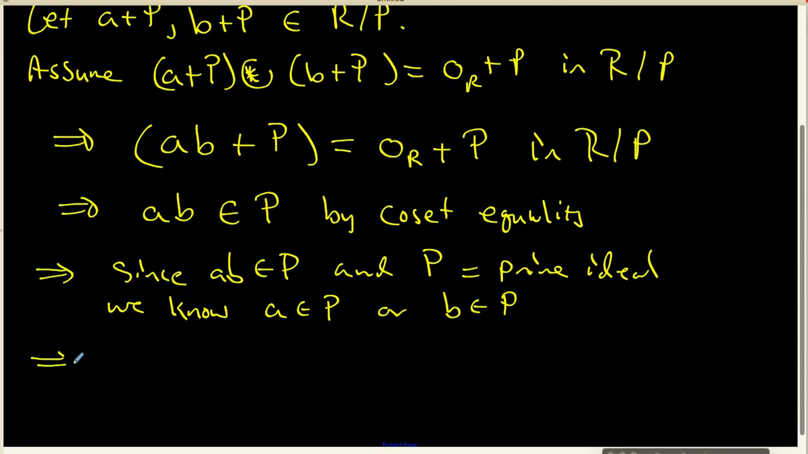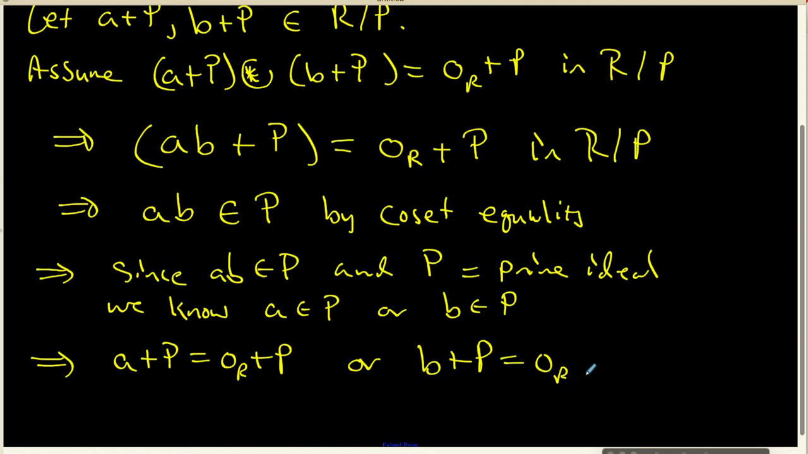But what does that statement say? A is inside P says A plus P is equal to the zero ring inside P, or B is inside P says B plus P is equal to the zero inside the quotient ring. So B plus P is equal to 0 plus P.